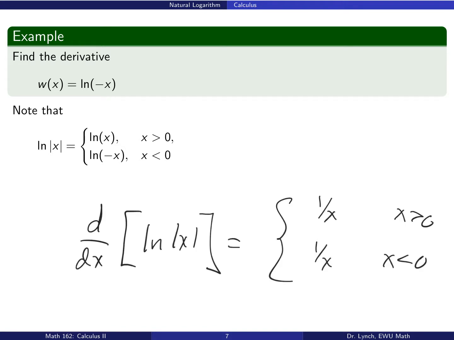The derivative of this function is 1 over x when x is greater than 0, and 1 over x when x is less than 0. So it turns out that the derivative of the natural log of absolute value of x is 1 over x. And we actually use this in our corresponding anti-differentiation rule.